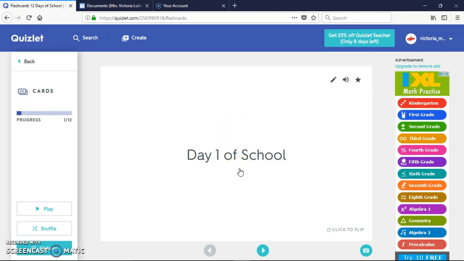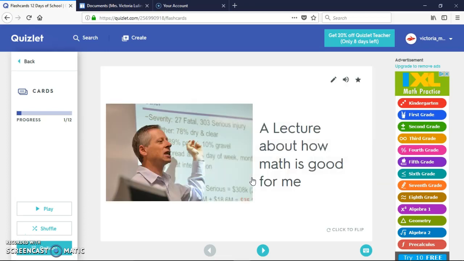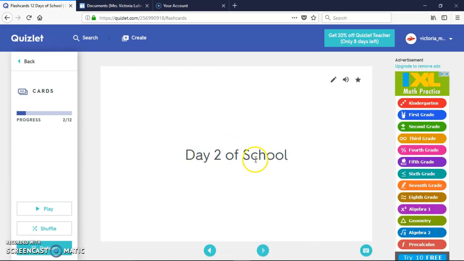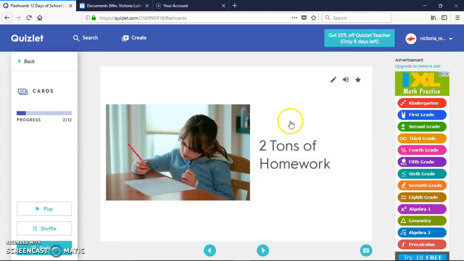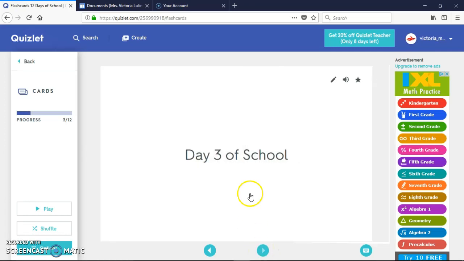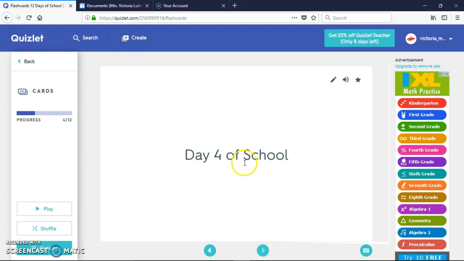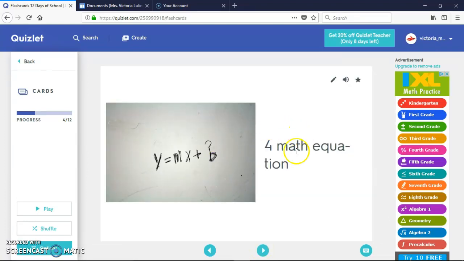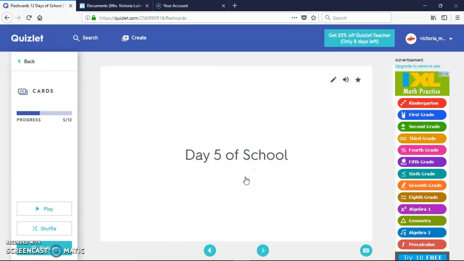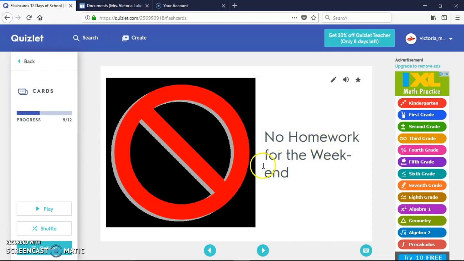So for the first day of school, it is a lecture about how math is good for me. The second day of school is 2 tons of homework. The third day of school is 3 heavy textbooks. The fourth day of school is 4 math equations. The fifth day of school is no homework for the weekend.